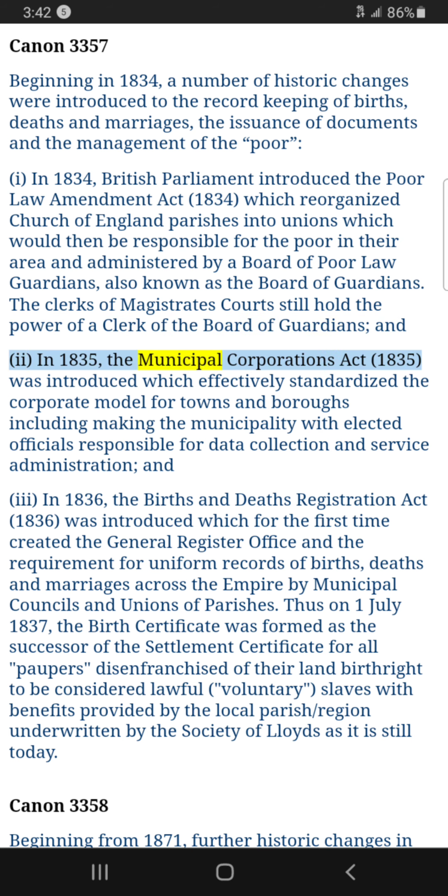2. In 1835, the Municipal Corporations Act, 1835, was introduced, which effectively standardized the corporate model for towns and boroughs, including making the municipality with elected officials responsible for data collection and service administration, and 3. In 1836, the Births and Deaths Registration Act, 1836, was introduced, which for the first time created the General Register Office and the requirement for uniform records of births, deaths and marriages across the empire by municipal councils and unions of parishes. Thus on July 1, 1837, the birth certificate was formed as the successor of the settlement certificate for all paupers disenfranchised of their land birthright to be considered lawful, voluntary slaves with benefits provided by the local parish/region underwritten by the Society of Lloyds as it is still today.